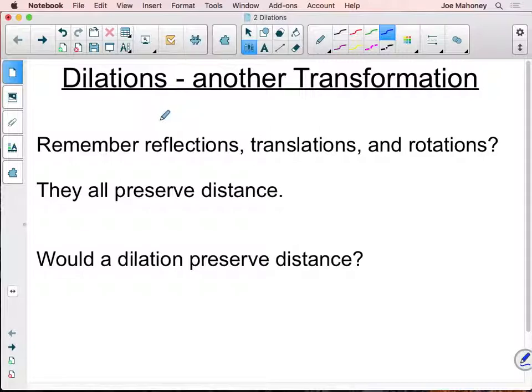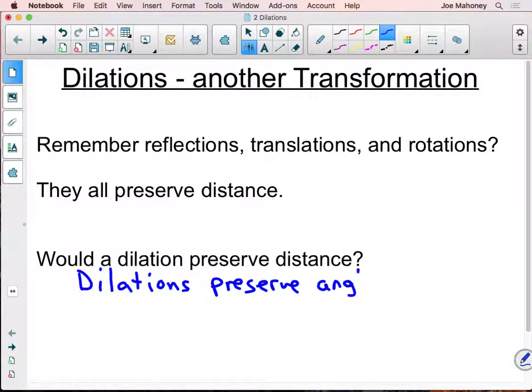So what's that good catchphrase I want you to realize? I want you to remember that dilations preserve angle measure. They do not preserve distance. Dilations only preserve angle measure. So that means that a dilation creates a similar triangle or similar figures.